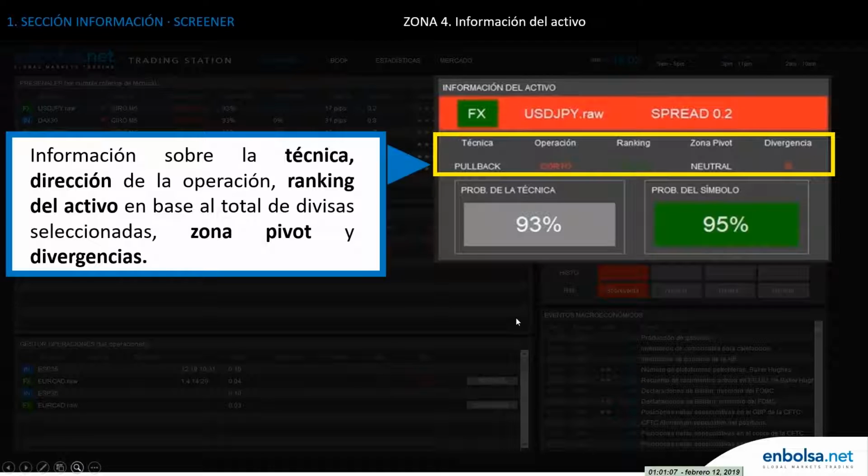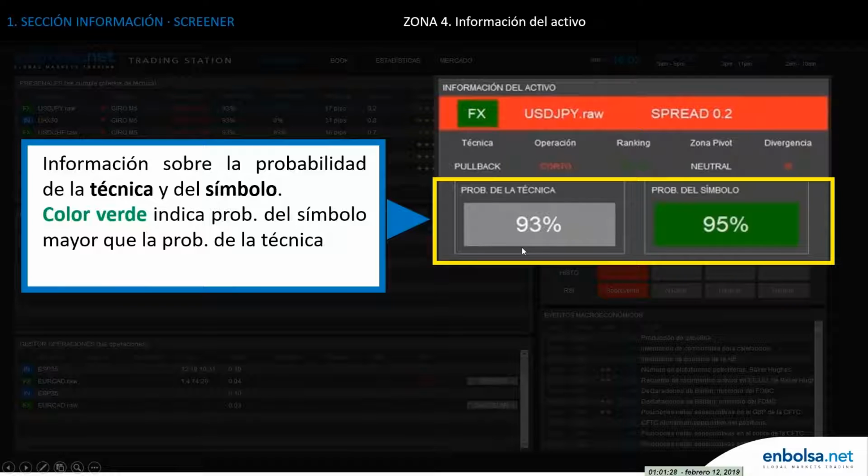As you can see, very relevant technical information to know at every moment what's the status of, taking the example, the dollar against the yen regarding its levels of resistance, pivot point or supports, its exhaustion by divergence, or its bullish or bearish quality in the ranking.